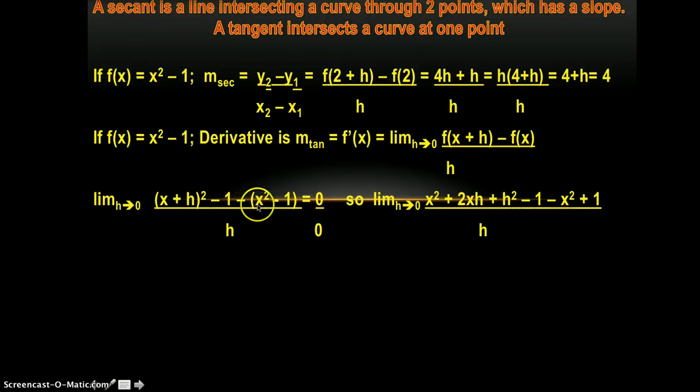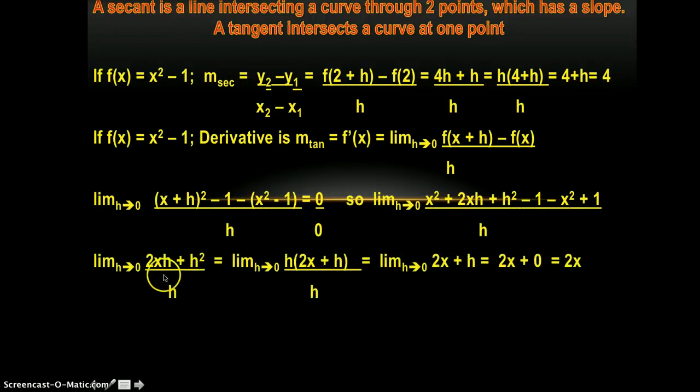When I put all this together, any place I put in h, I'm going to get 0 over 0. So I keep reducing, combining like terms. You'll notice the x squared and the minus x squared, the 1 and the negative 1, are going to add to 0. Again, if I plug in a 0, I'm going to get 0 over 0. So I common factor and reduce, and I get 2x plus h. And then I plug the 0 in again, and I get 2x. Now we have just found the general equation for slope for all points.